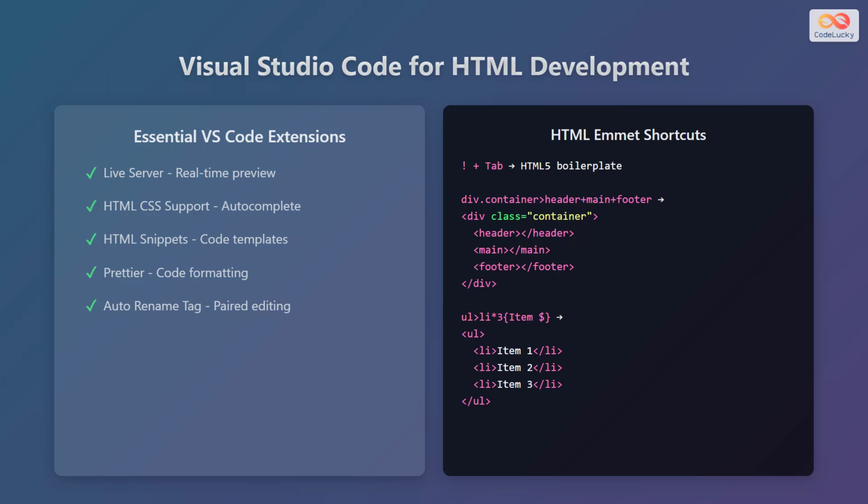Visual Studio Code also offers HTML Emmet shortcuts to speed up your coding. For example, ! plus tab generates an HTML5 boilerplate. div.container>header+main+footer generates a division with class container containing header, main, and footer. Similarly, ul>li*3{item $} generates an unordered list containing 3 list items with text item 1, item 2, and item 3.